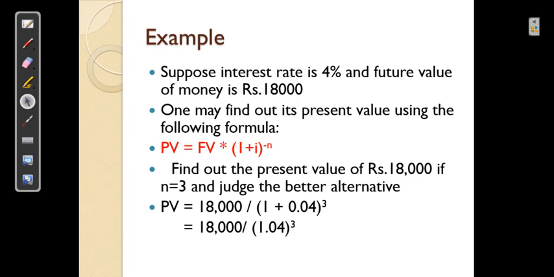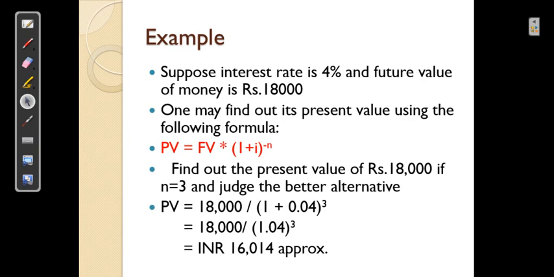What answer do you get? You get rupees 16,014 approximately. So this is the present value of the 18,000 that you will get after 3 years. You can say that the present value, 16,014 rupees, is actually greater than the 15,000 that you are planning to keep as cash. So the better option is to wait and get 18,000 rupees in future after 3 years.